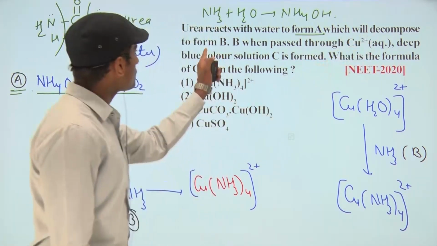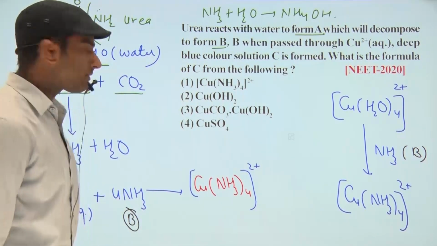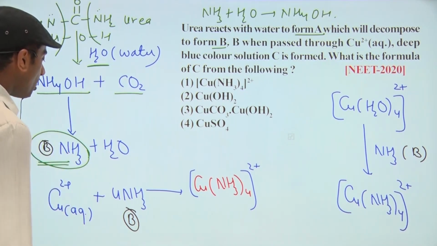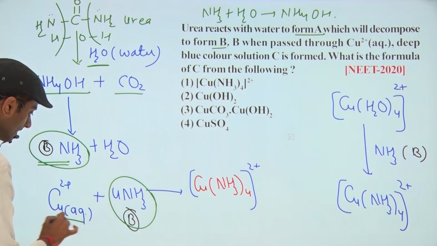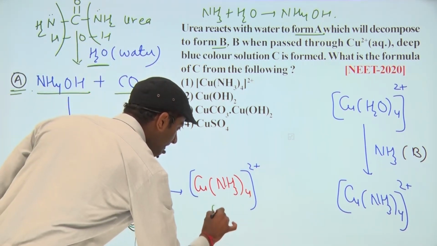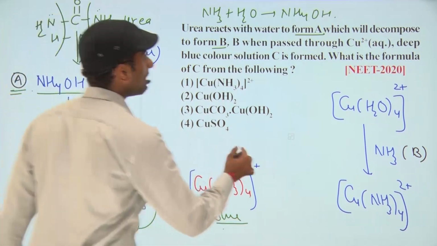A will decompose to form what? Compound B, and B when passed through the copper aqueous, you can see that B compound is the ammonia. We are passing this ammonia in the aqueous copper. So you can see that we are getting the tetraamine copper, and here the color is blue. Which blue? It is mentioned here, this is the deep blue color.